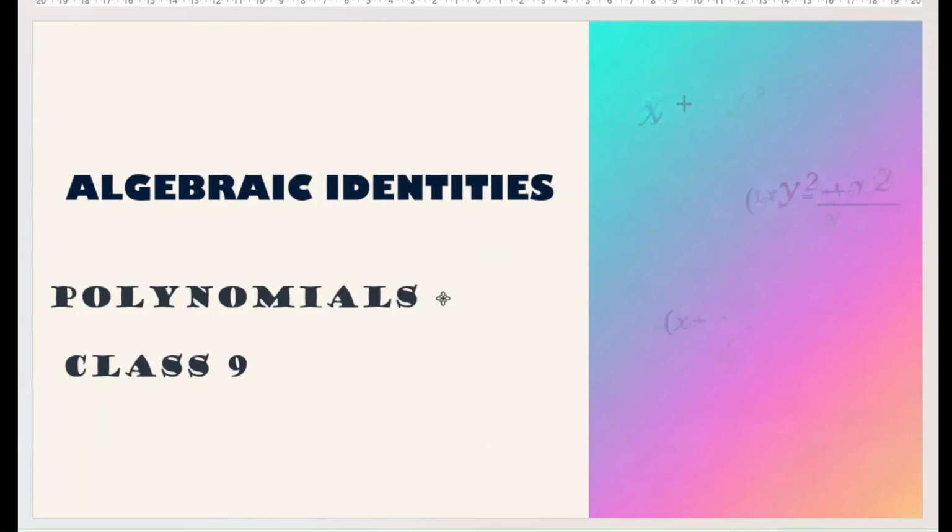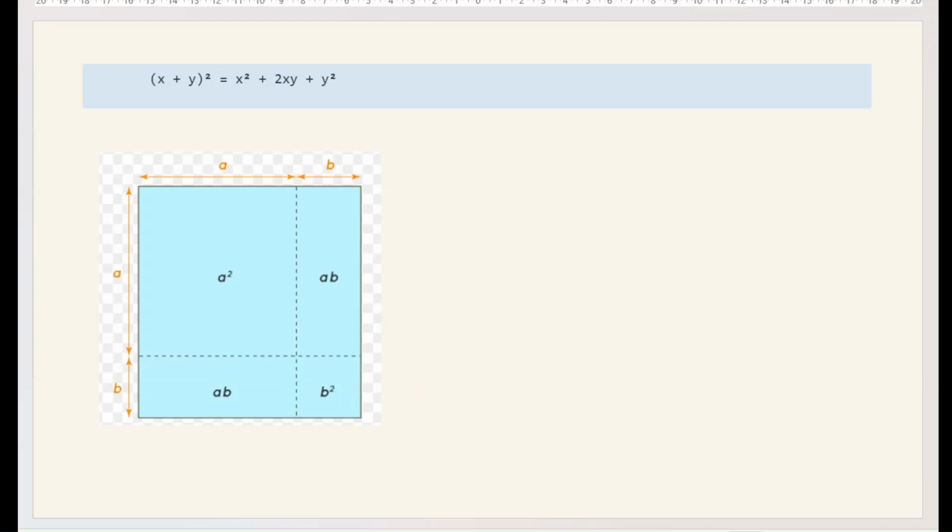We'll be discussing algebraic identities, which is a part of polynomials, class 9th. Let us discuss the first identity, which is (a plus b) whole square. Now you see here we have a square. Its sides are a plus b and a plus b. That means the area of this square equals (a plus b) whole square.